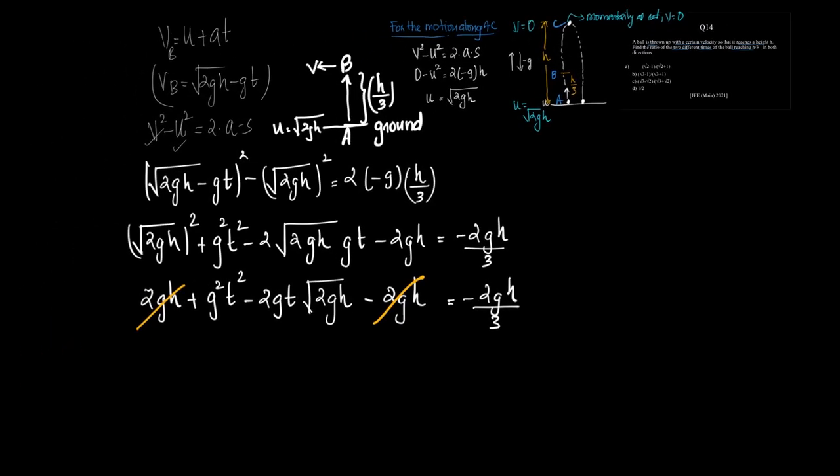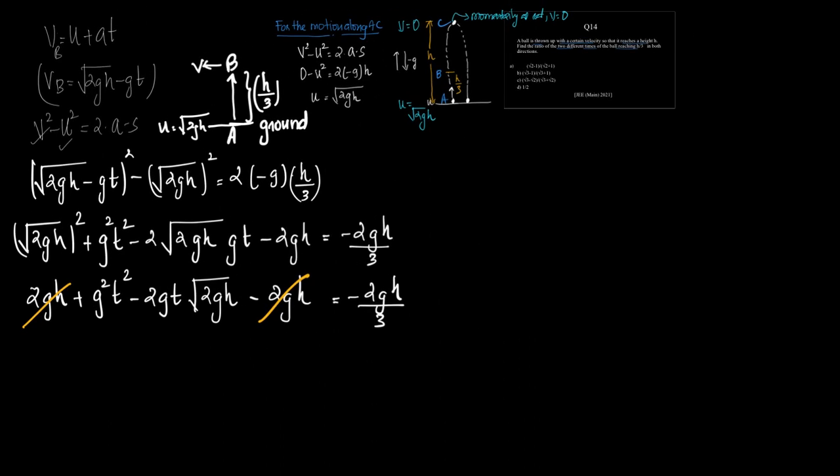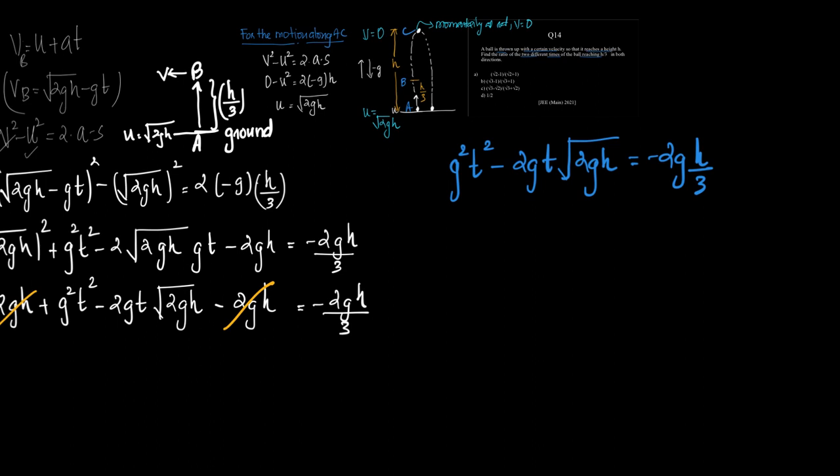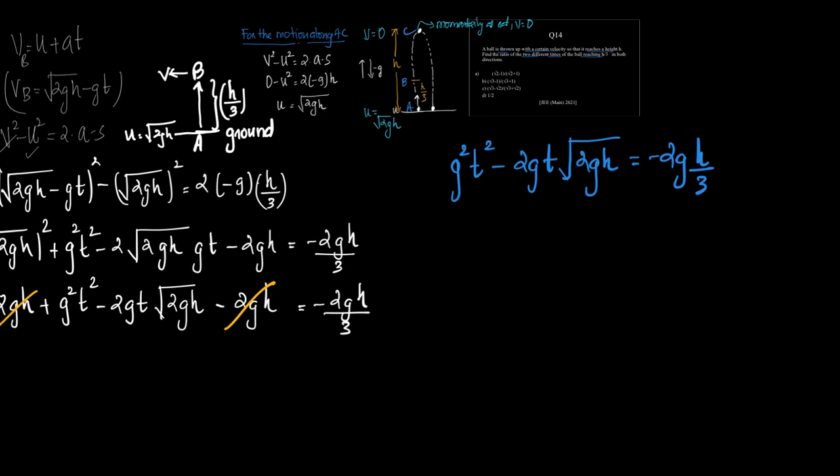So basically what we are left with here is g square t square minus 2gt into root of 2gh is equal to minus 2g into h by 3. Okay.